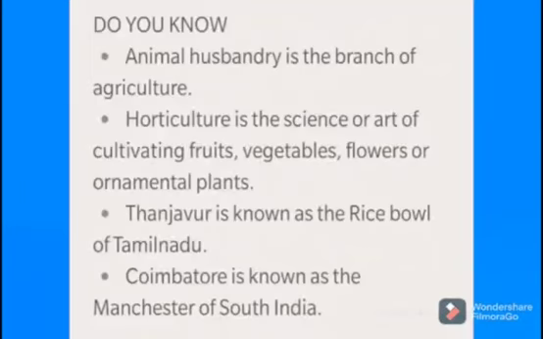Do you know, animal husbandry is a branch of agriculture. Horticulture is the science or art of cultivating fruits, vegetables, flowers or ornamental plants. Tanjavur is known as the rice bowl of Tamil Nadu. Coimbatore is known as the Manchester of South India.